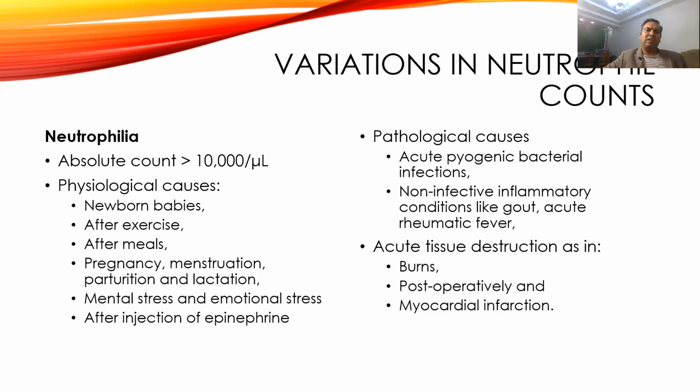Pathological variations: any acute pyogenic infection will cause an increase in neutrophil count. Other conditions are non-inflammatory, but autoimmune disorders like gout or acute rheumatic fever also increase neutrophil count. Then tissue destruction, whenever it occurs, will also increase the neutrophil count, like a burn, surgery, road traffic accident or myocardial infarction. During this period also, there is an increase in neutrophil count.